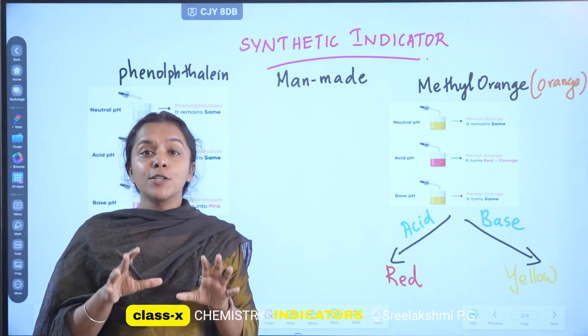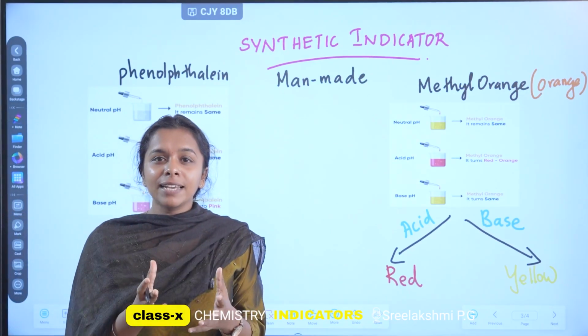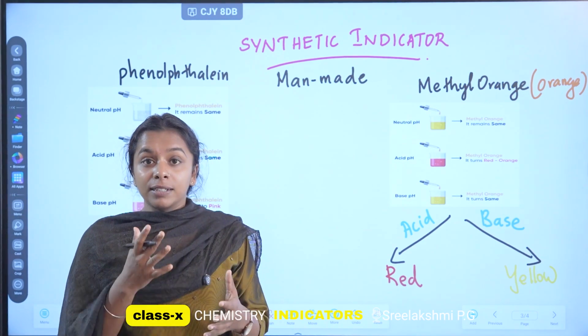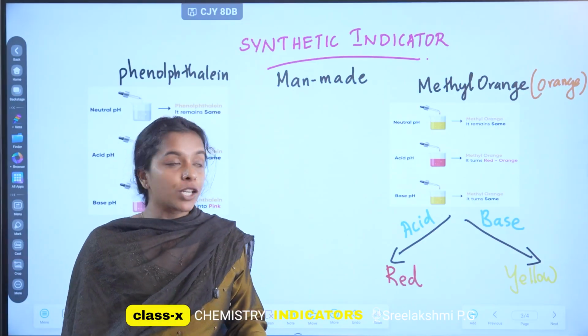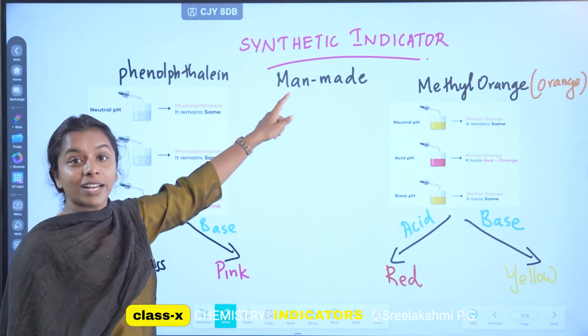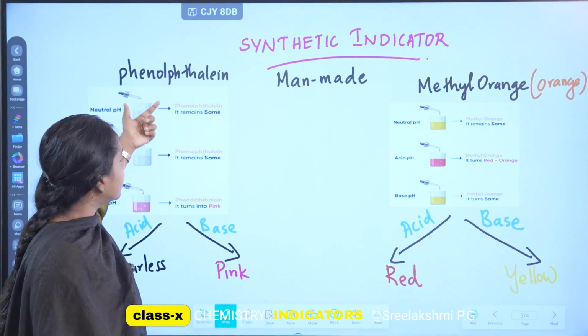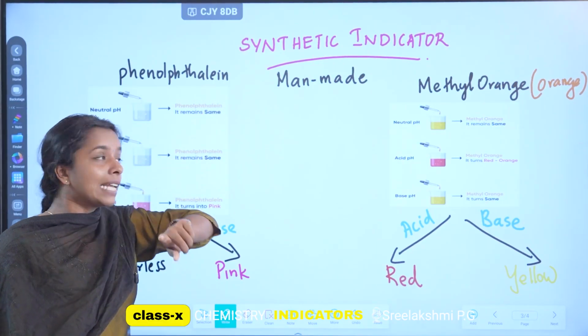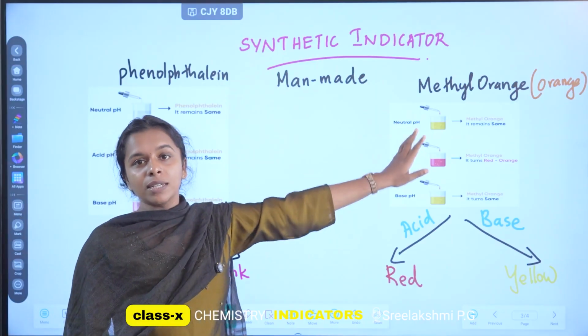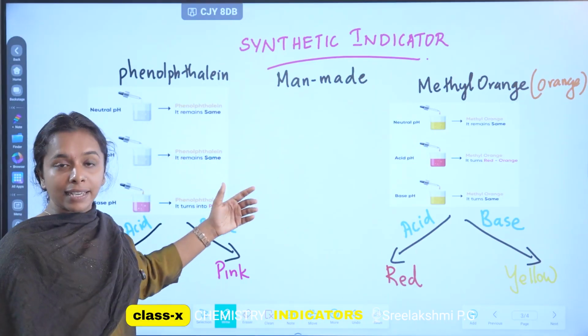So these are synthetic indicators. Synthetic indicators means the indicators that are synthesized in the laboratory or man-made are known as synthetic indicators, and these are the two examples. Phenolphthalein is colorless, and methyl orange is orange in color. So this is the second category.